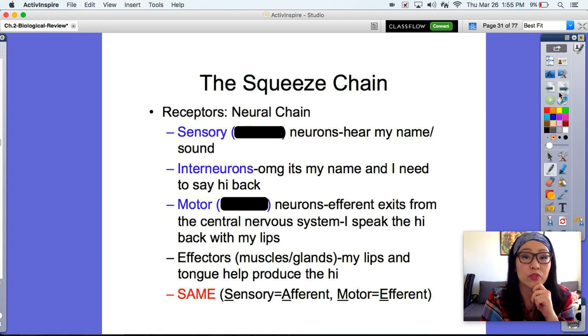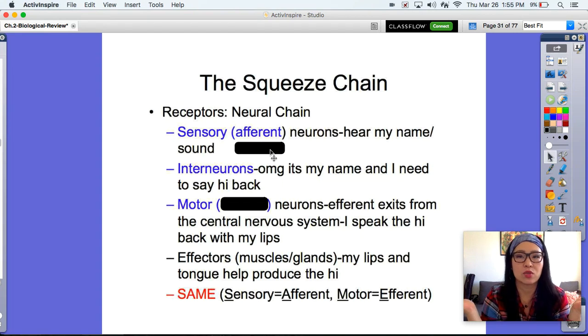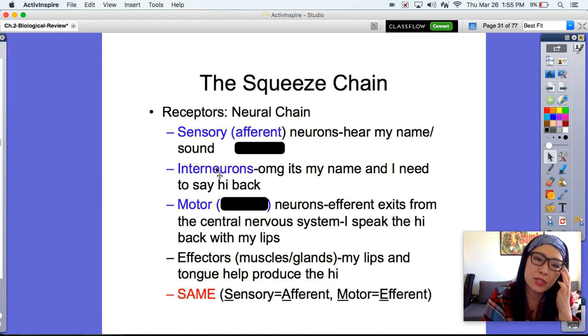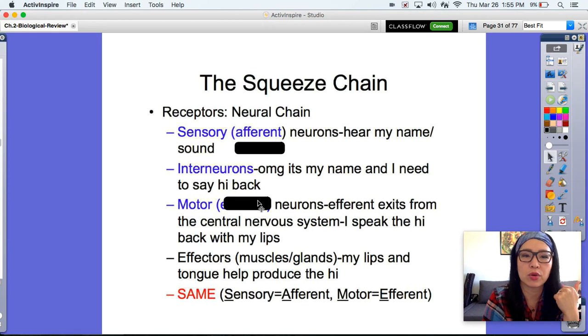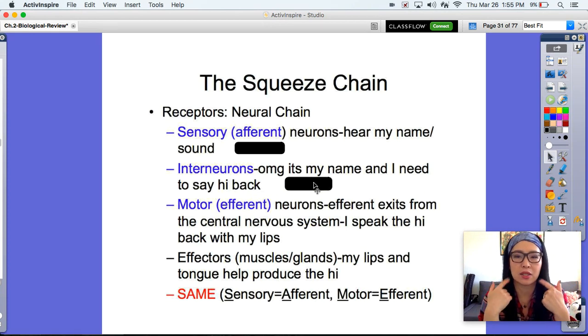Okay, the fancy word for sensory is afferent. So this is where, sensation-wise, I'm going to hear the information come into my brain. Someone's going to say, oh, hi, Miss Yen, and I'm going to hear it with my hearing sense. So that's going to go inwards. Then the interneurons are going to be like, oh my gosh, did someone say my name? Do I need to say something back? So it's kind of in the middle of the process. And then my motor or efferent neurons are going to exit and actually use motor movements and have my mouth say, oh, hi, so-and-so.